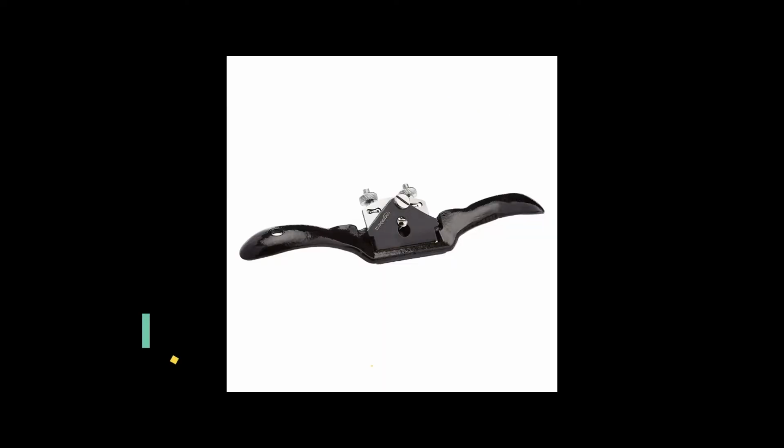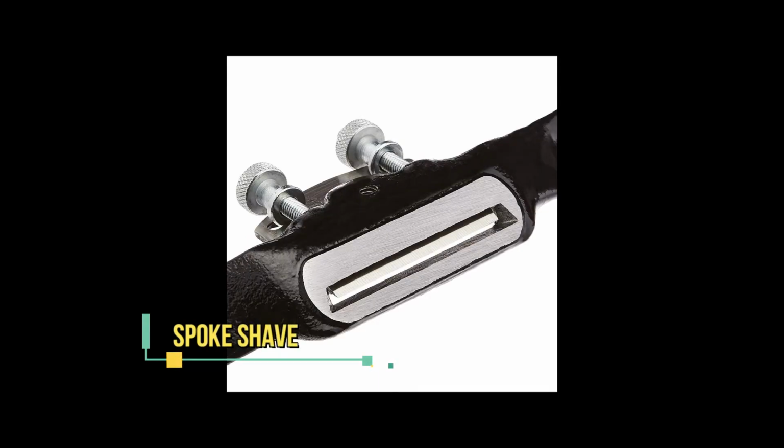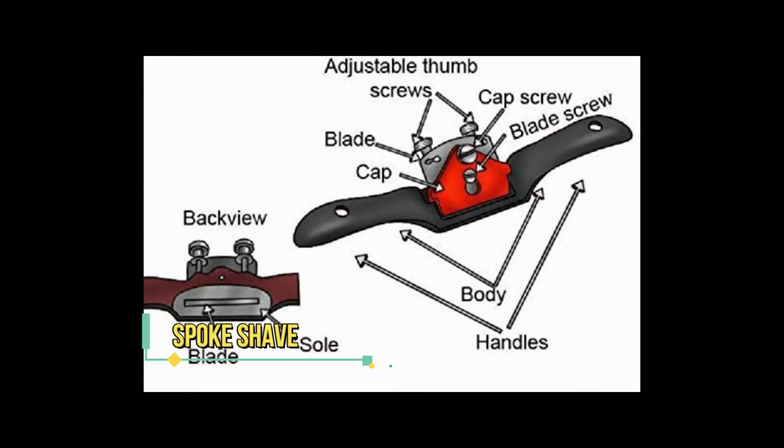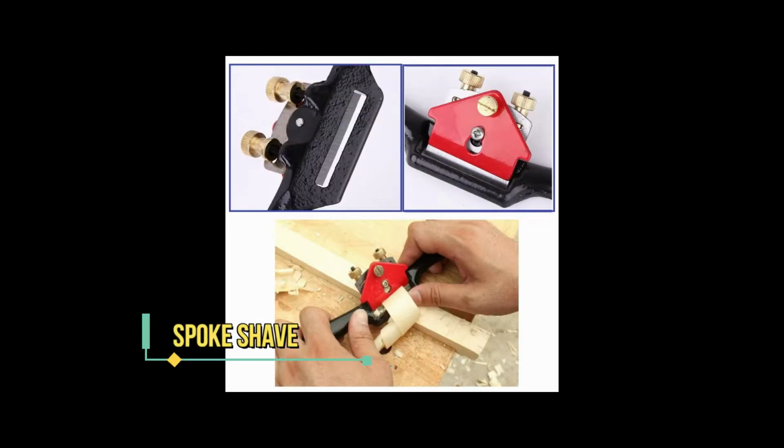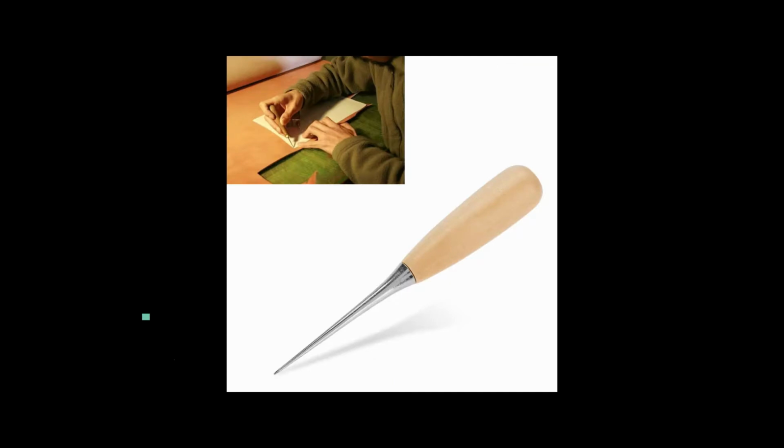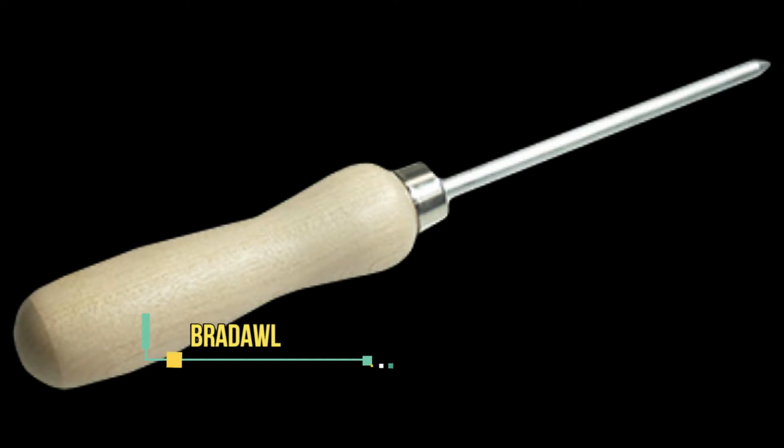The next one is the spokeshave. It is mainly used for planing and shaping curved shapes on the edges of the workpiece. While working, it is held in both hands and either pushed or pulled as convenient. Next one is the bradawl. Bradawl is used for making fine holes, especially nail holes in soft woods.